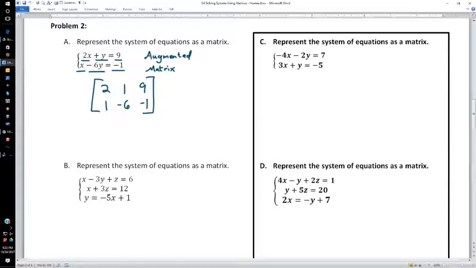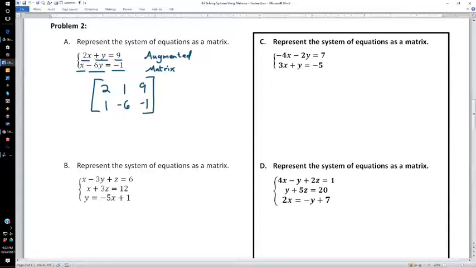But that's your augmented matrix. Letter B: represent the system of equations as a matrix. Here we go. First things first, you may notice that these aren't all in the same order. This has a y over here and x over there, all sorts of weird stuff like that. So the first thing we have to do is get everything in order. Put your variables in order and put your constants on the right. That's what I'm going to do first.